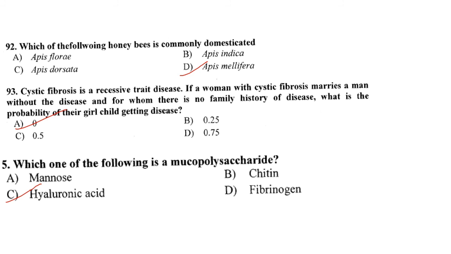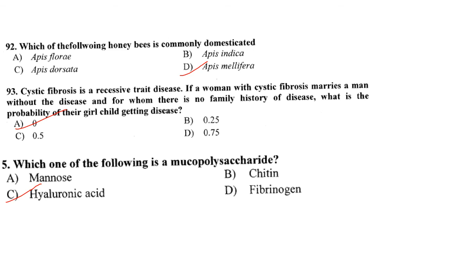homozygous recessive condition. If a woman with cystic fibrosis, so small c, marries a man without the disease, so capital C, and for whom there is no family history of the disease. So the man's genotype, since there is no family history of the disease, he will not be even a heterozygous carrier of the disease. So naturally the woman will be small c and man will be capital C. What is the probability of their girl child getting the disease? So it is 0 probability, because after the cross between capital C and small c, you will get the progeny capital C, small c. So the girl child getting the disease is only 0%. So answer is A, that is 0%.